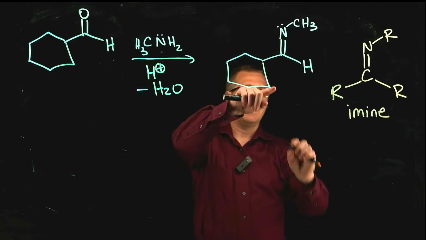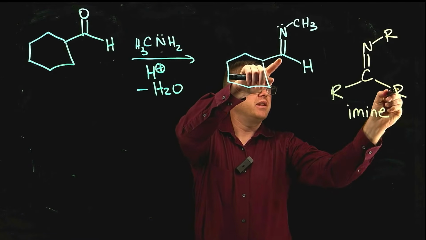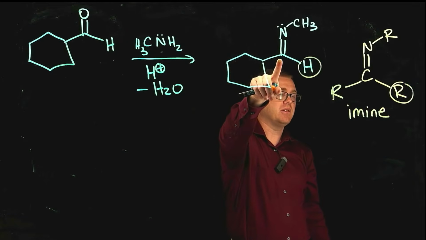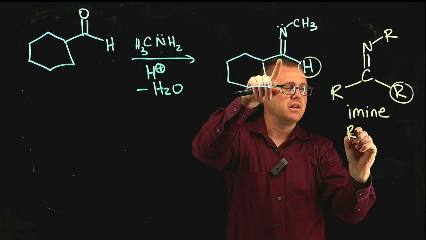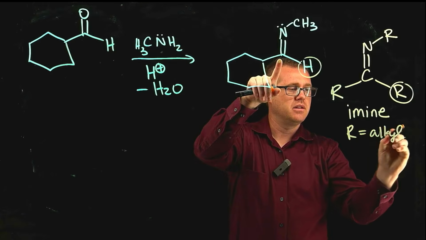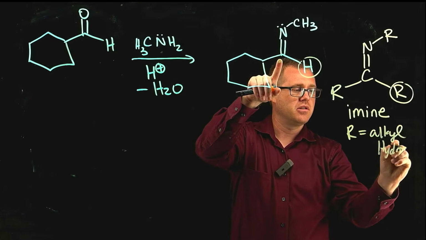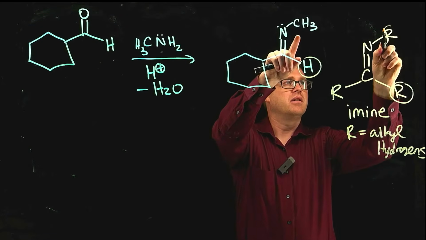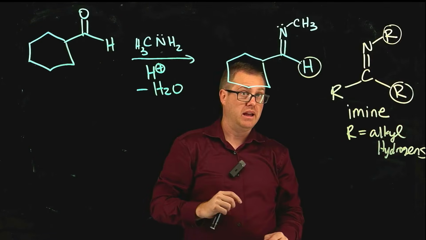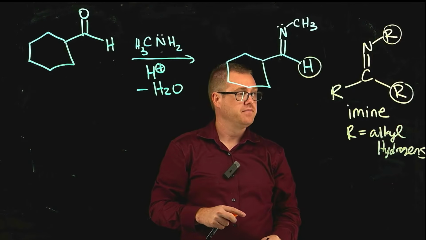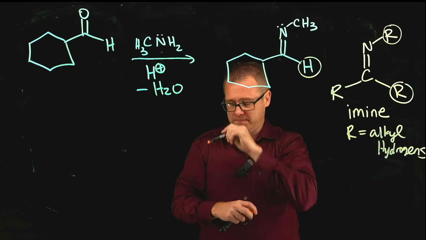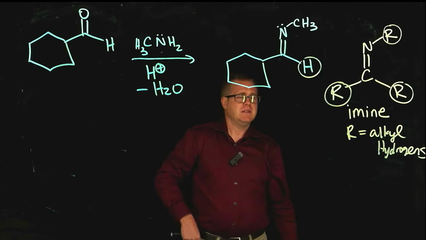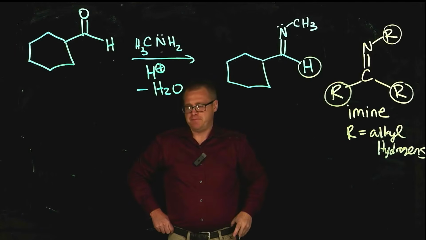Now, in our particular case here, do you see how this R right here can be a hydrogen? So R equals alkyl or hydrogen. And this R group right here can also be a hydrogen. Same with that one. So that is an imine.